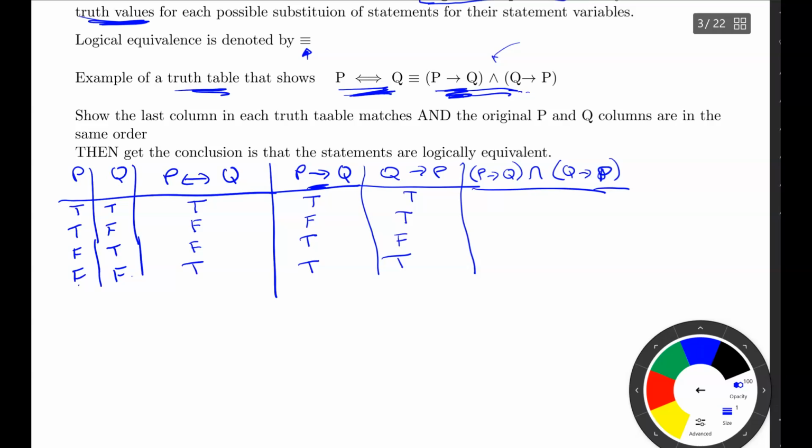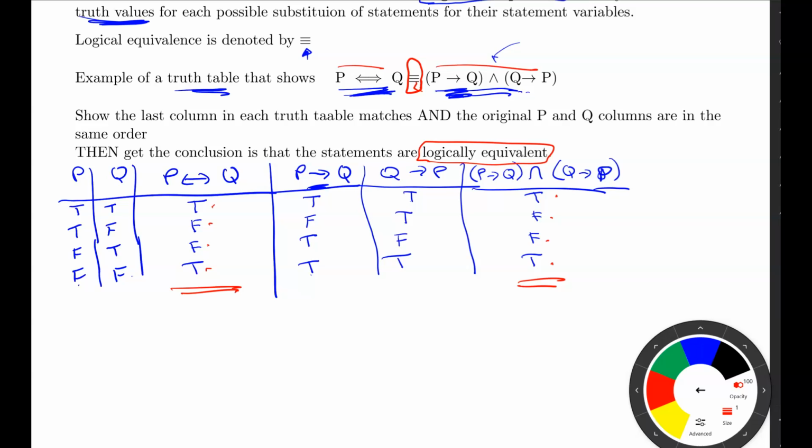For the and statement, remember they both have to be true in order to get an answer of true. True and true, that's true. False and true, that's false. True and false, that's false. True and true, that's true. To know that there's logical equivalence, I should have the same truth table values in these columns. So this column and this column should match. Do they? They do, in fact. True is true, false is false, false is false, true is true. So they are logically equivalent because they have the same truth table values.